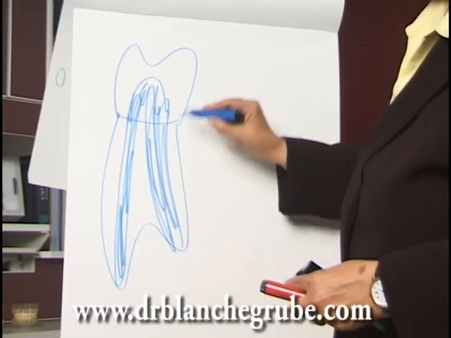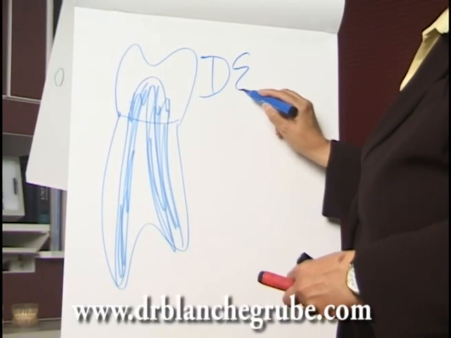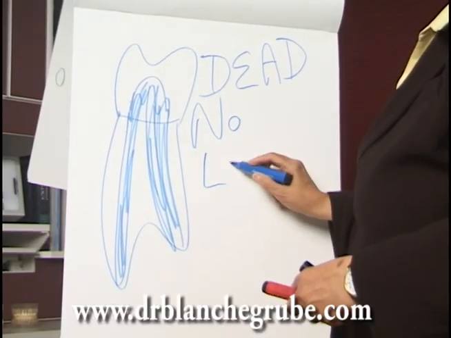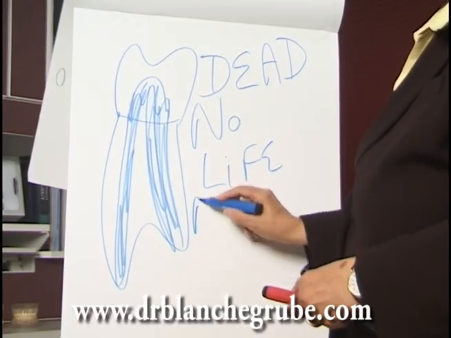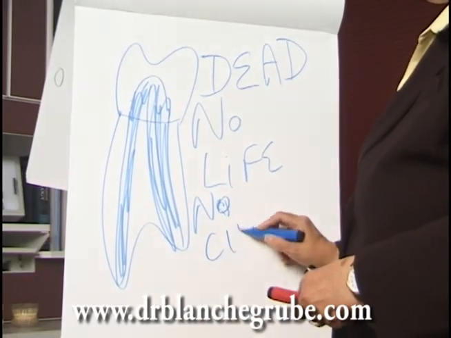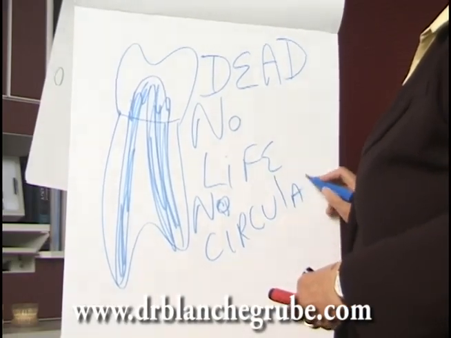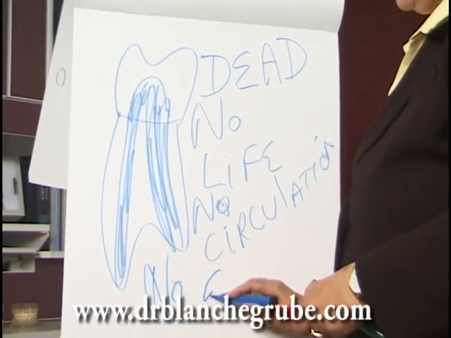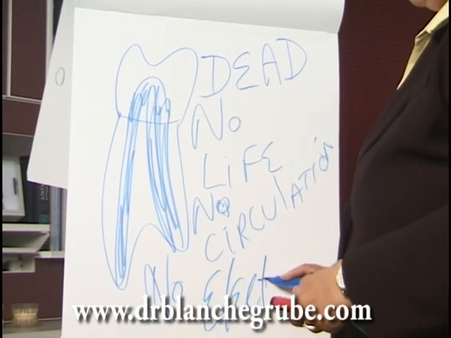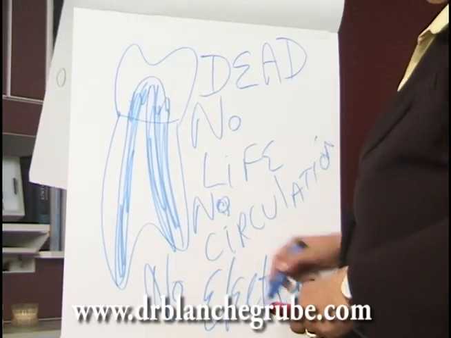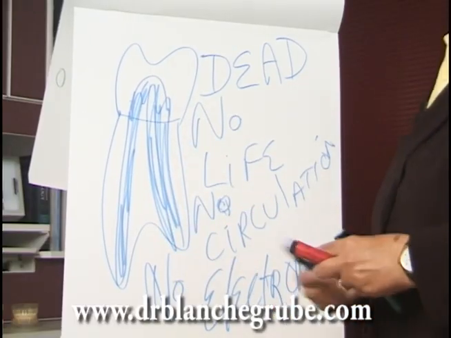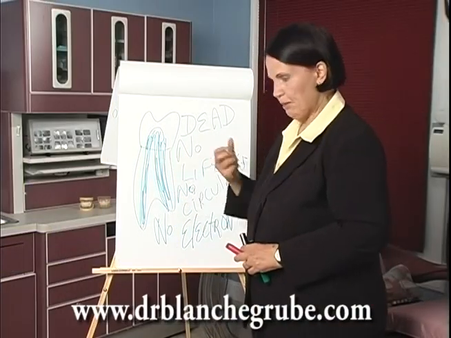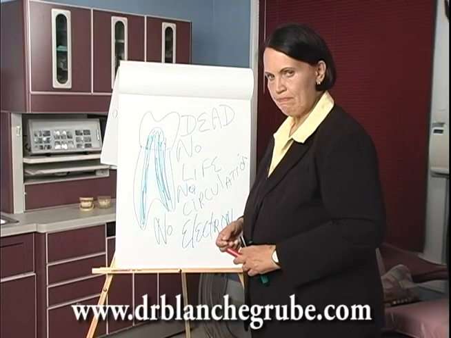And this is all dead. There is no life in it. No circulation. No electron movement. There are no electrons being passed through this thing. So when the meridian comes to this tooth, it gives energy, but it does not get back the same amount of energy. Well, that's a problem.